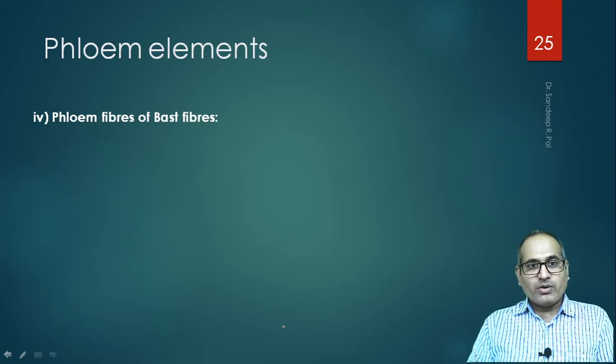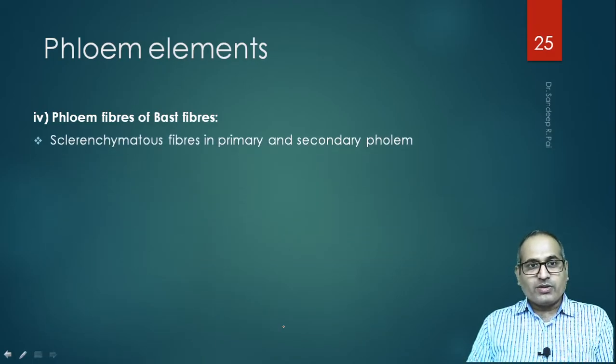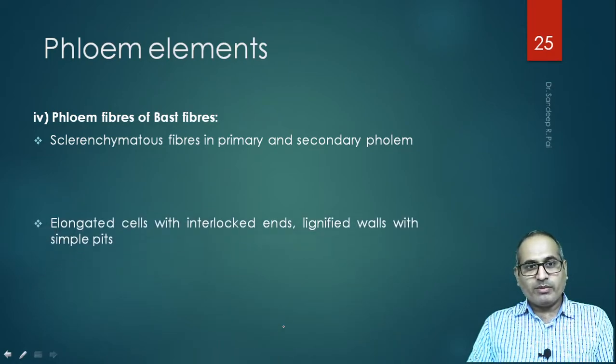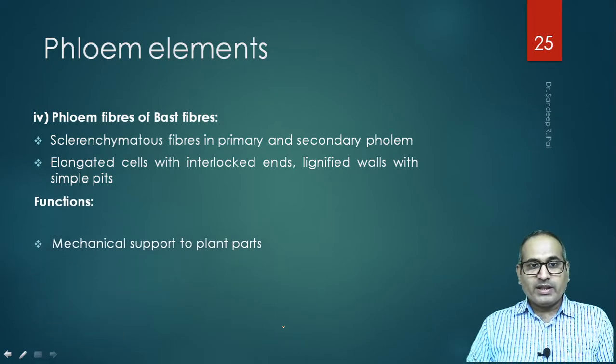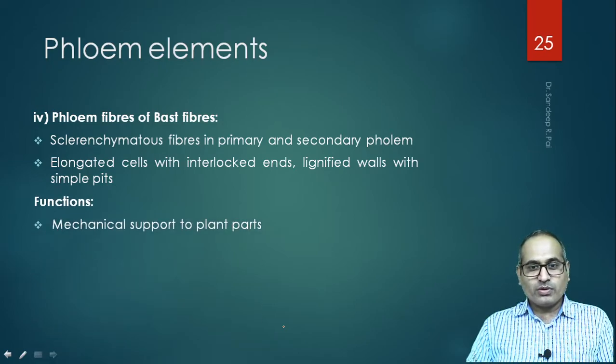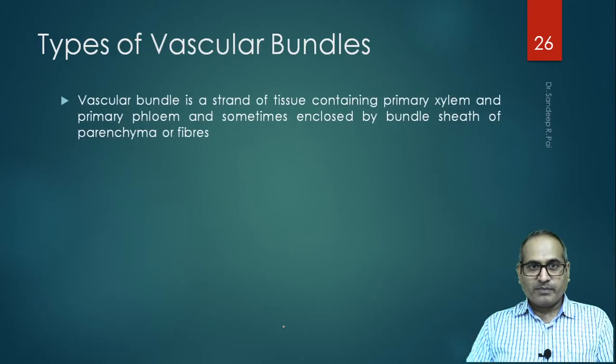The fourth part which we are going to see is phloem fibers, also called bast fibers. They are sclerenchymatous fibers in primary and secondary phloem. They are present in both of them. They are elongated cells with interlocked ends, so they are connected end to end. They have lignified cell walls with small pits on them. They function in mechanical support to plant parts. So phloem fibers, like xylem fibers, take part in supporting the complete plant.